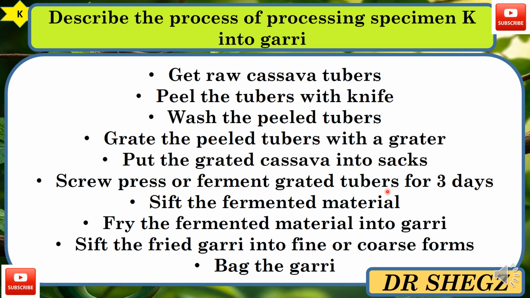You sift the fermented material, fry the fermented material into gari. Then of course you have to sift the fried gari again into fine or coarse forms based on what you want, and then you bag the gari. After which you can add groundnut, and sugar and milk to enjoy yourself. Don't add that to stop at bag the gari, but some of you can do strange things.